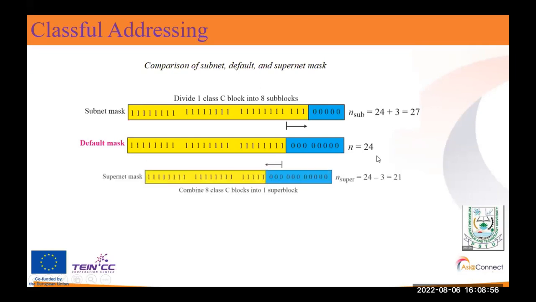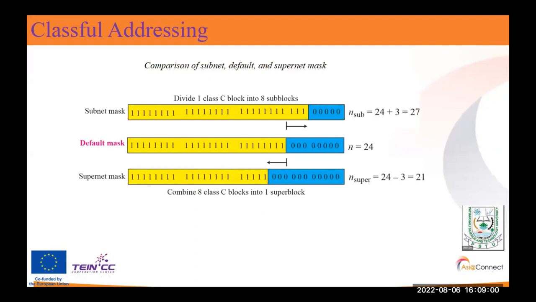But if any ISP provider needs more class C hosts, that means more than 256 or more than 500 or 1000 hosts, then he needs to combine eight blocks into one block, that is called the supernet block, super block. In that case, the supernet mask would be 24 minus 3, that means 21. So this was the basic comparison between the subnet, default and supernet mask for classful addressing in the class C block. Similarly, we can calculate for class B and also class A.